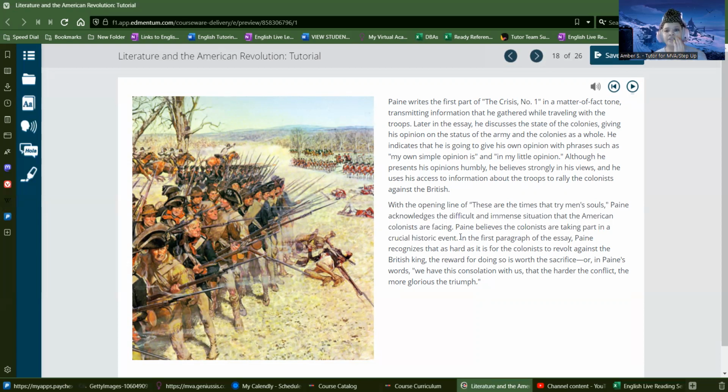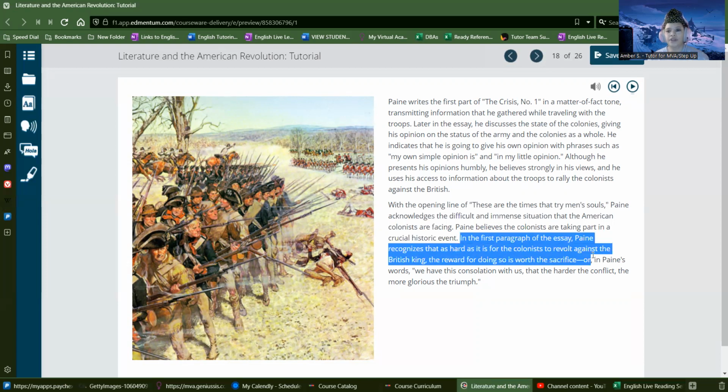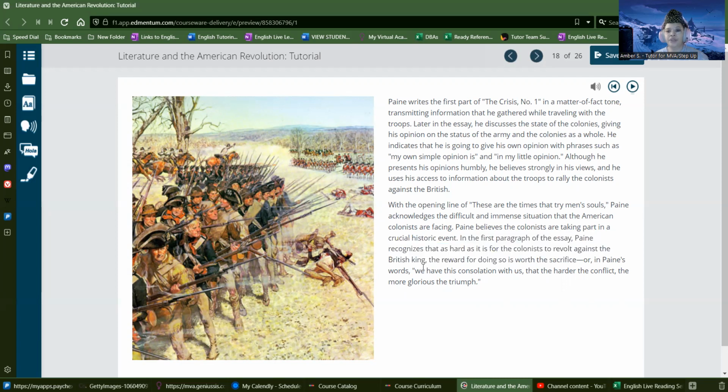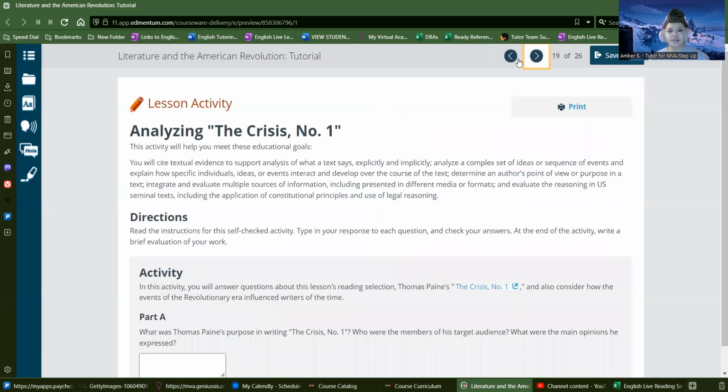So he recognizes in that first paragraph that it's hard for the colonists to revolt against the British king. But even though it's hard, the reward is worth the sacrifice. And the way that he put this is we have this consolation with us that the harder the conflict, the more glorious the triumph. And then he goes on to talk about how freedom is worth that. I think that is about it.